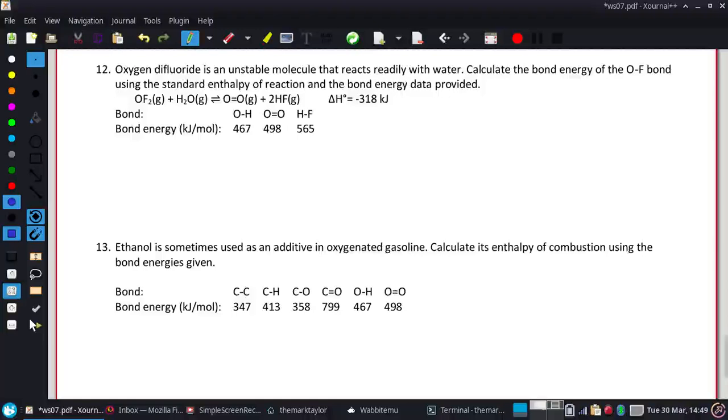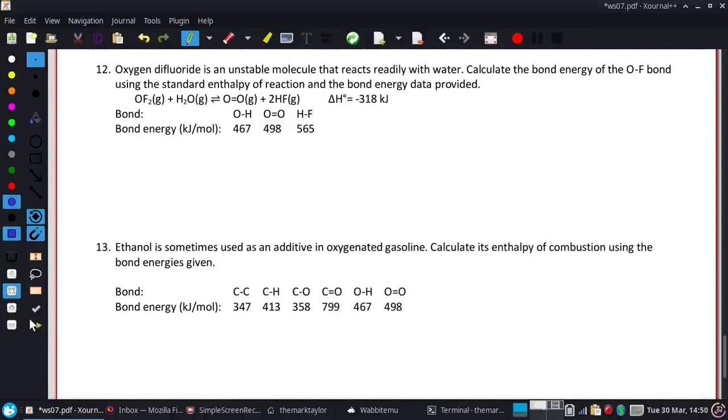All right, we're looking at number 12 here. Oxygen difluoride, unstable molecule, reacts readily with water. We want to calculate the bond energy of the OF bond using the standard enthalpy of reaction and the bond energy data provided. So what that means is I have the equation here and I have the energy of that equation. If it goes forward, this is what it releases, 318 kilojoules.